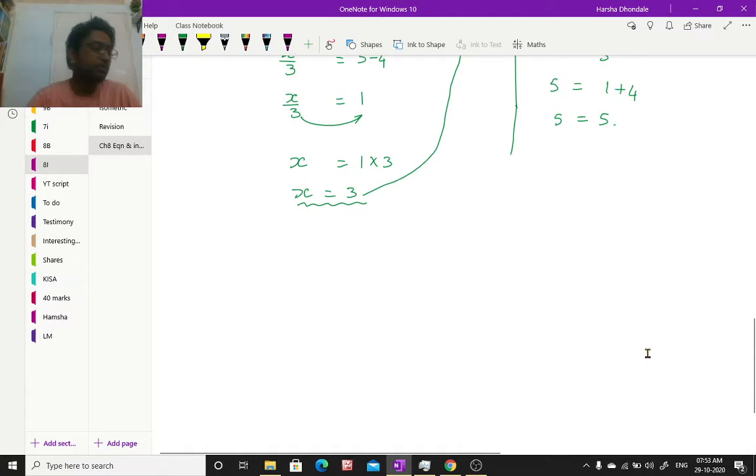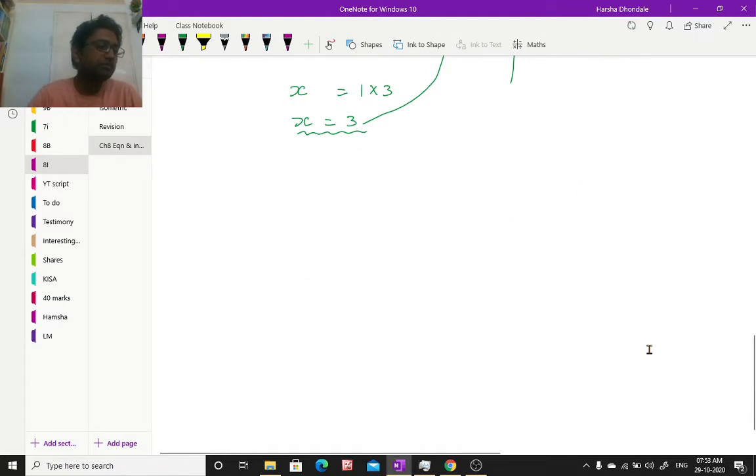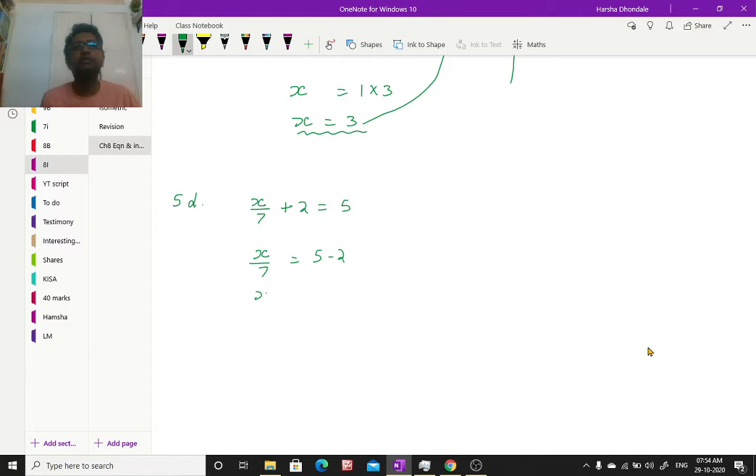Now we move to the next problem, 5d. And 5d is x by 7 plus 2 is equal to 5. Then x by 7 is equal to 5 minus 2. x by 7 is equal to 3. x is equal to 3 into 7, which is 21.